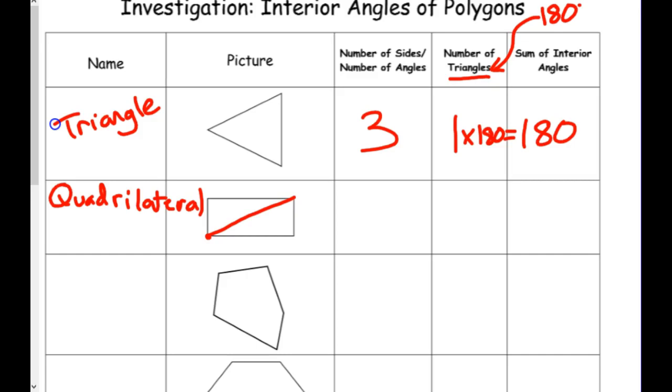So when you cut that rectangle, that quadrilateral in half, you get 2 triangles, right? So first of all, it's a 4-sided figure, but the number of triangles is 2. Okay? So think about this. If every triangle is 180 degrees, and there's 2 triangles inside of a quadrilateral, I'm going to do 2 times 180. So same thing, times 180. What is 2 times 180?